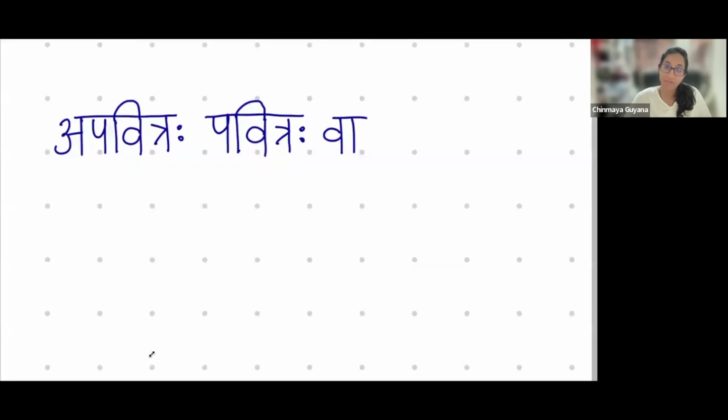Okay. Apavitraha, pavitraha, va. By chanting, you'll know, but we'll do it by table. Aha meeting pa. Pa is hard, first letter. So that's one. Second one, pavitraha, va. Aha meeting va. Va in our table is soft if you check. So now what will happen?